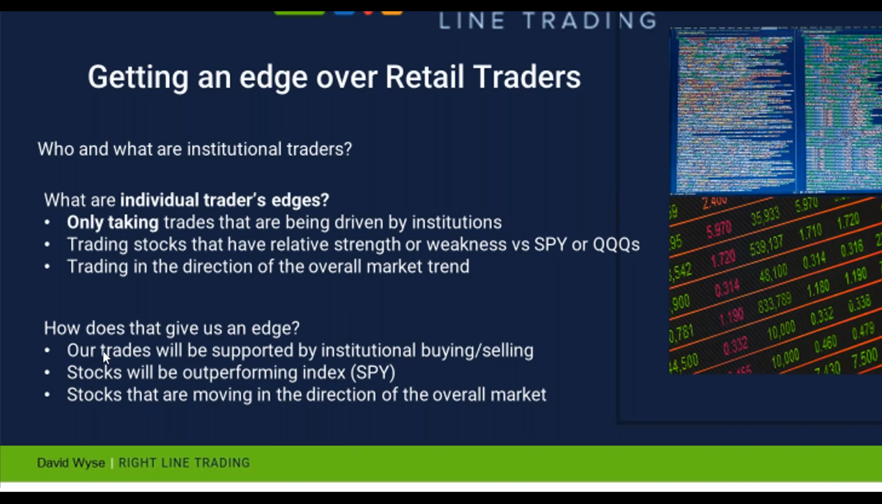How does this give us an edge? Well, it gives us an edge because our trades are going to be supported by institutional buying and selling. The stocks will be outperforming the SPY or the QQQ, and they're moving in the direction of the overall market. So this is a key thing, and this is how we have an edge over other retail traders. And you'll see what kind of results we get doing that.